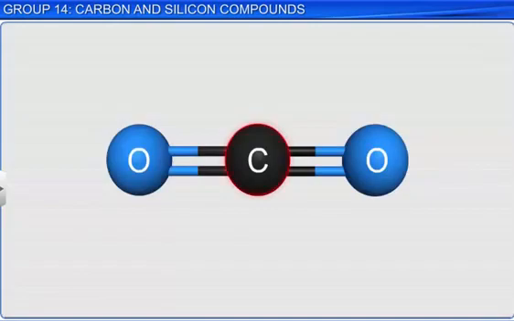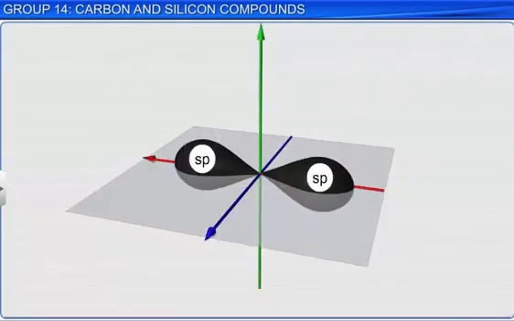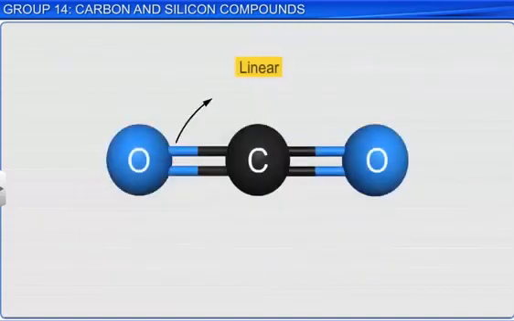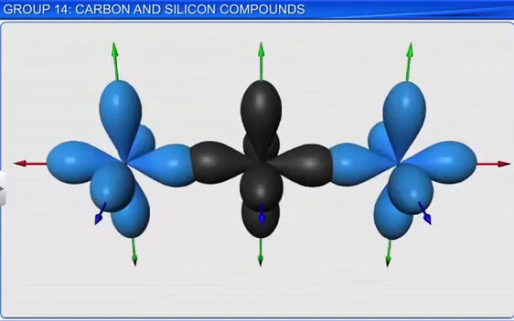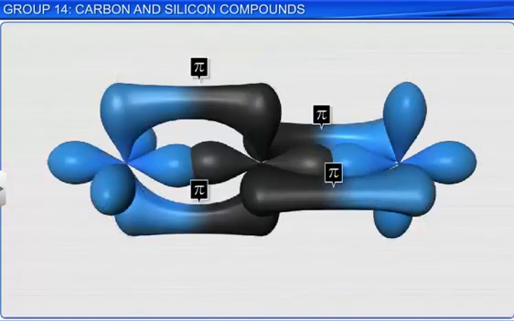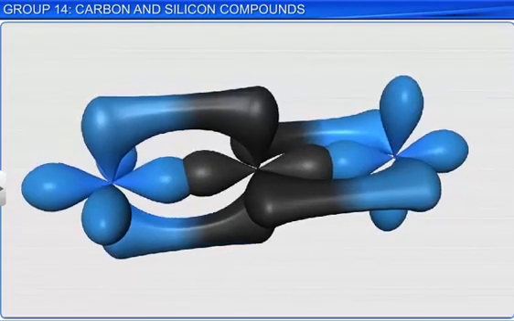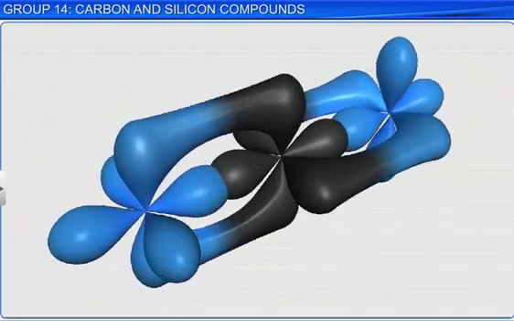The carbon in CO2 is sp hybridized. The molecule has a linear geometry. As shown in the illustration, the sp hybrid orbitals overlap to form a sigma bond with each oxygen atom. Each unhybridized p orbital on the carbon overlaps with an orbital on each oxygen to form a pi bond to each oxygen. Notice that the pi bonds are at an angle of 90 degrees to each other.